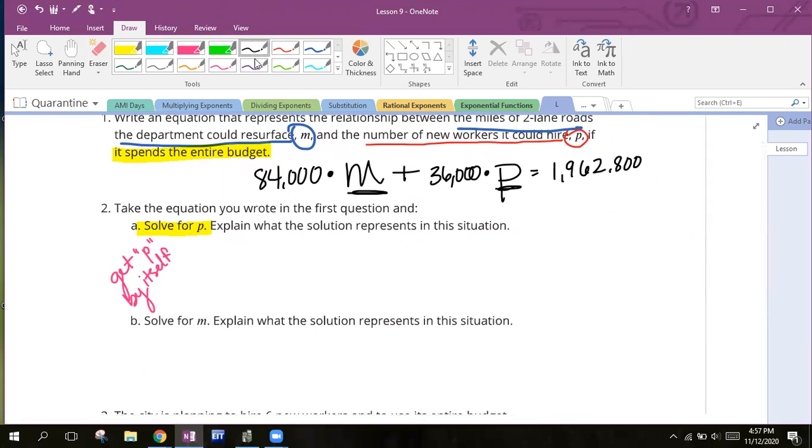Okay, so we have 84,000 M plus 36,000 P equals 1,962,800. All right, so we are trying to get P all by itself. So if I'm trying to get P all by itself, I start with my term that's farthest away. So I'm going to subtract off that 84,000 M, and then I have to do it to both sides. Cannot forget to keep it balanced.